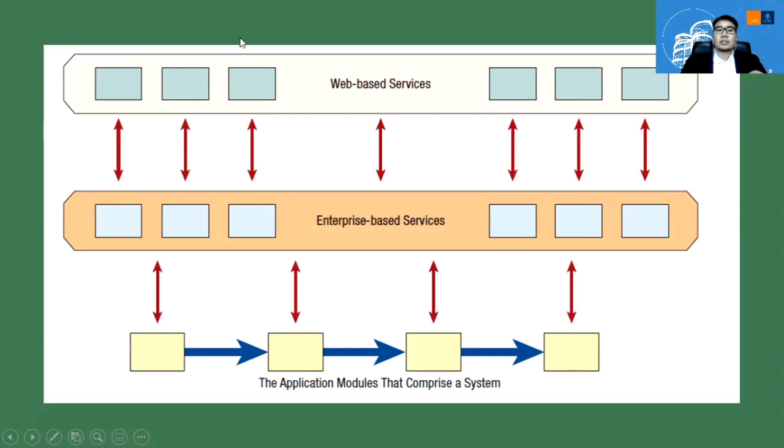For example, if a customer wants to look at how many products can still be bought, he will look at the quantity of the product, and that's a web-based service. The quantity of the product will be retrieved by an application or a module that will query the quantity of the product through the database inside the organization. So it looks inside the enterprise-based services.